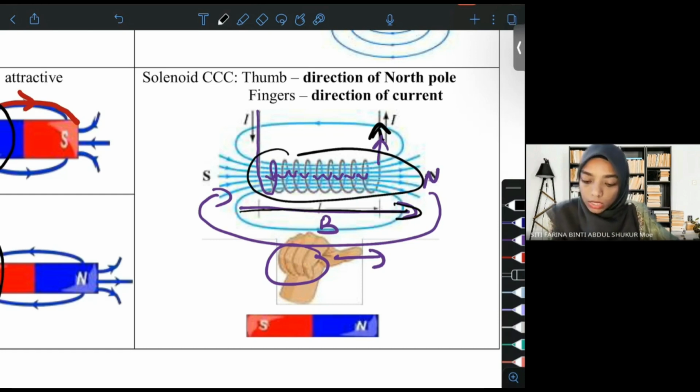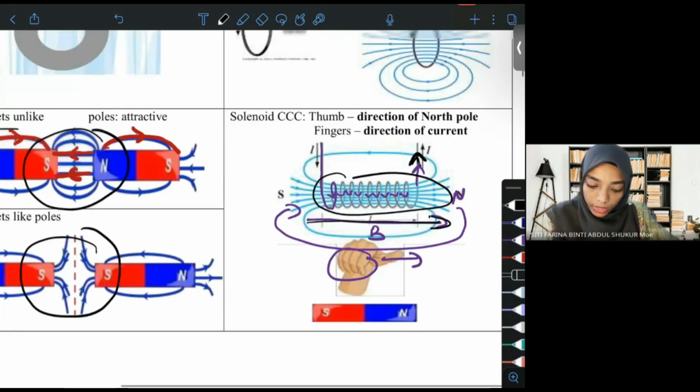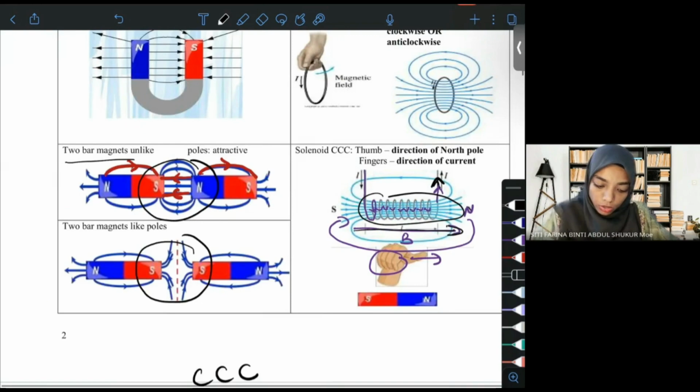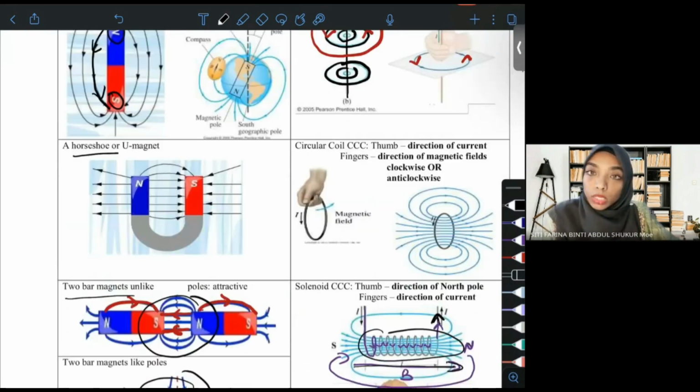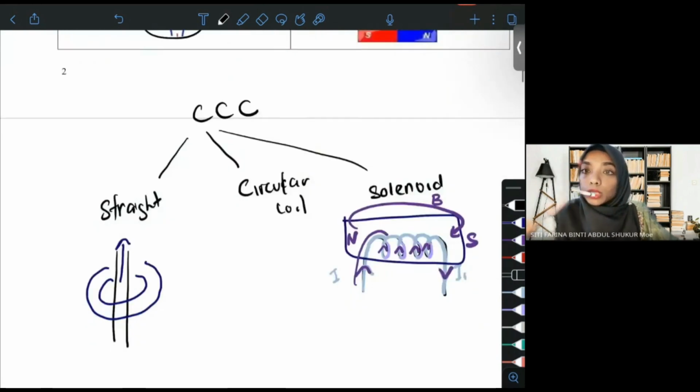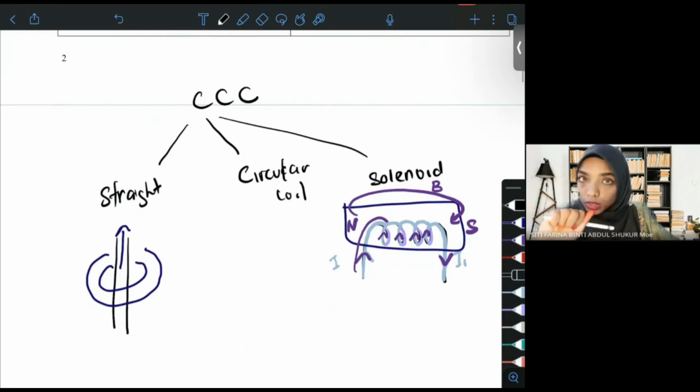Itu sahaja untuk 4.1. Awak kena tahu apa source kamu dan awak kena tahu macam mana nak lukis direction of magnetic field. Kita guna right hand grip rule.